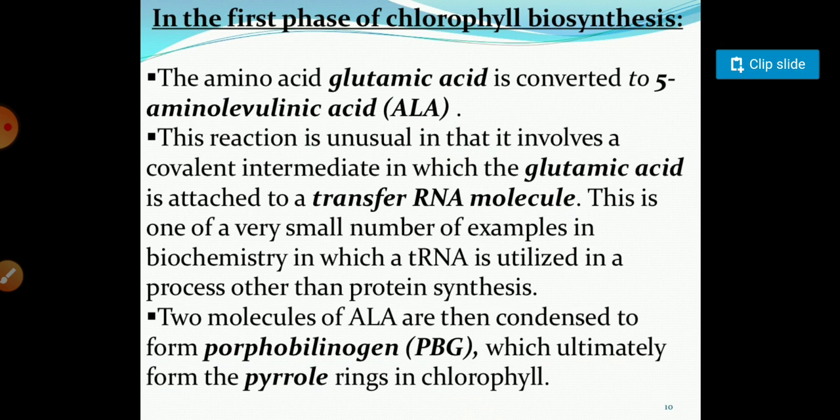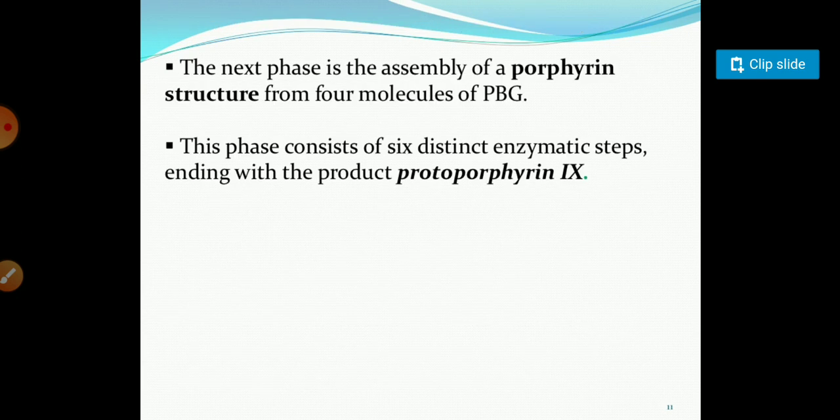Also, 2 moles of ALA are then converted to porphobilinogen, PBG, which is the ultimate form of the porphyrin ring in chlorophyll. The next phase is assembly of the porphyrin structure from 4 molecules of PBG.